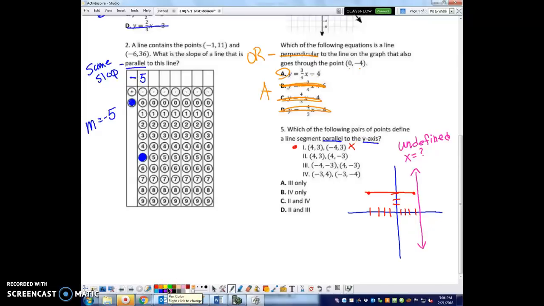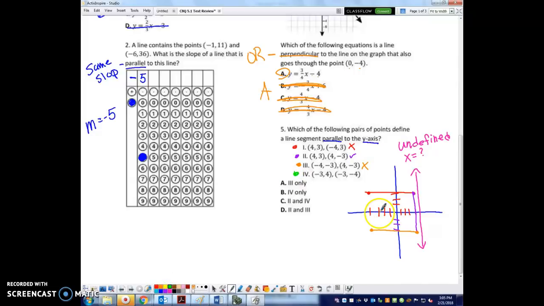So 4, 3, so you go 4 over, up 3, okay. 4, negative 3. Is this line parallel to the y-axis? Yes, it is. Next one. Negative 4, negative 3. Right here. And then 4, negative 3. Right here. Is this line parallel to the y-axis? No. Okay, last one.